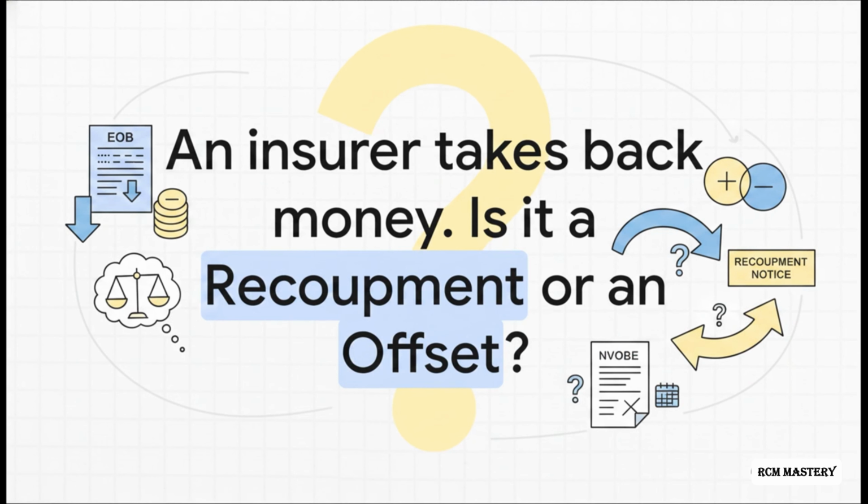So let's imagine this. You're looking through an EOB and you notice a payment is short. The insurance company took money back. So what do you call that? Is it a recoupment or is it an offset? I mean, they sound pretty similar, but trust me, they are not the same thing. And knowing which one you're dealing with is absolutely the first step to fixing the problem.